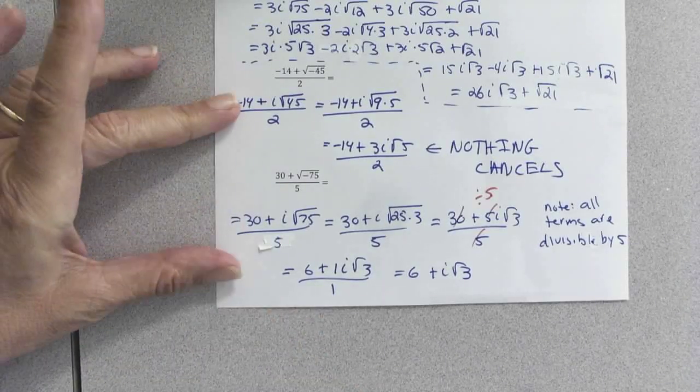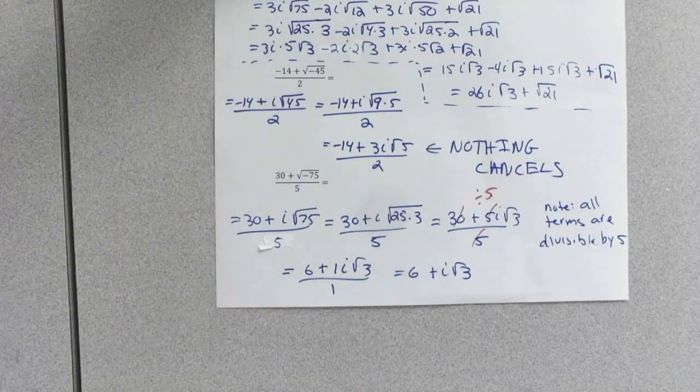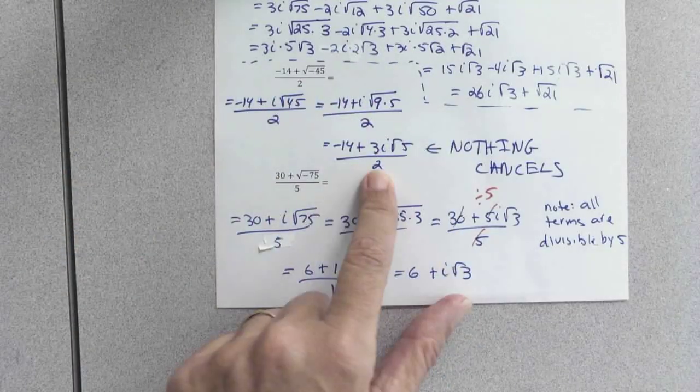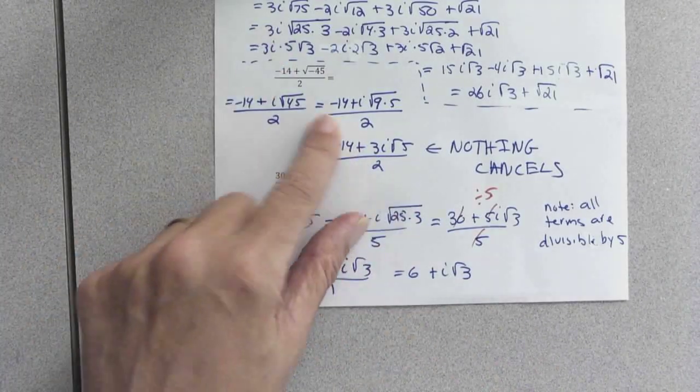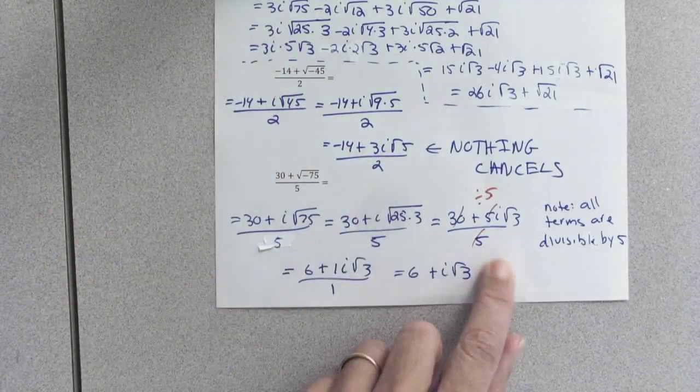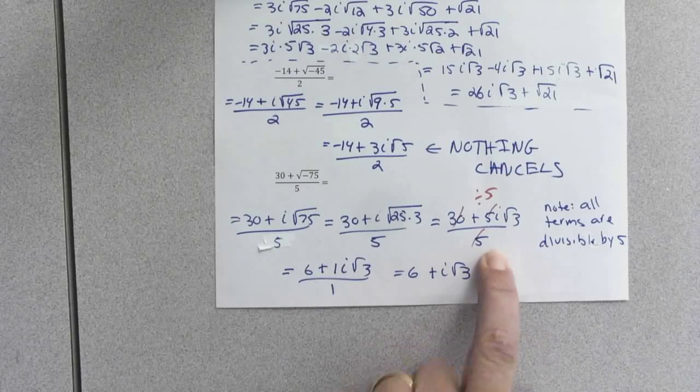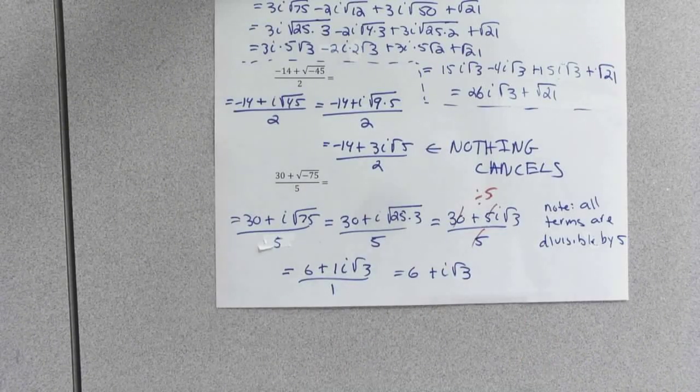And so the real point between these last two examples is when can I cancel? When can't I cancel? Here on this one, nothing ever canceled because I never had everybody divisible by 2. This wasn't divisible by 2. But here, all the terms were divisible by 5, so I could divide by 5.